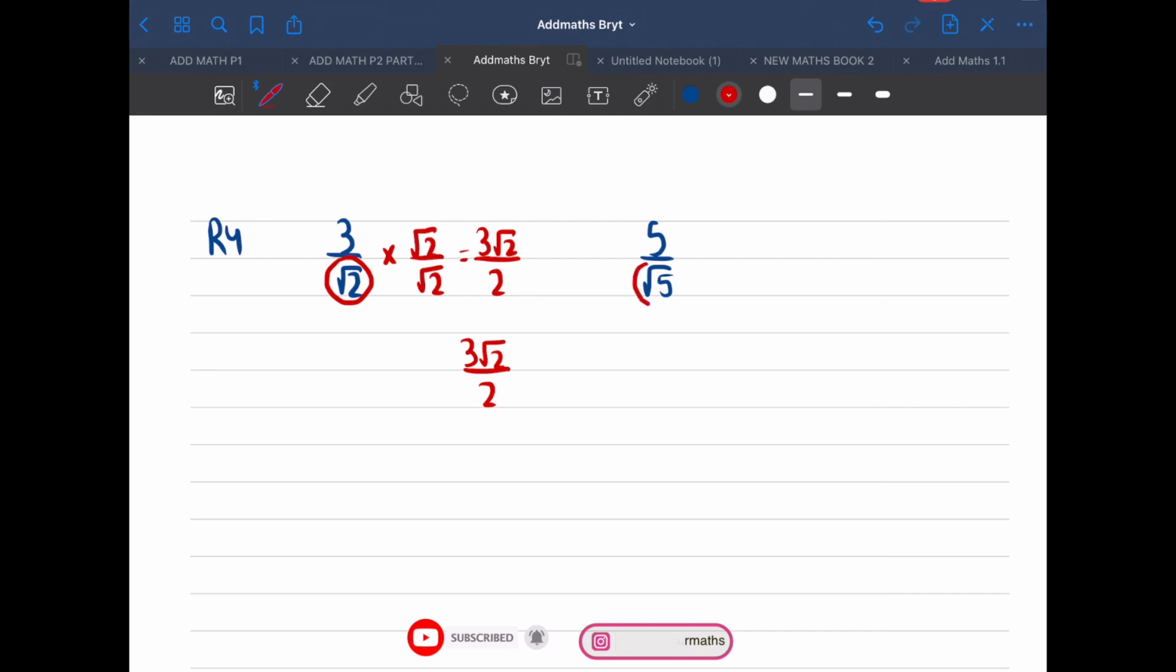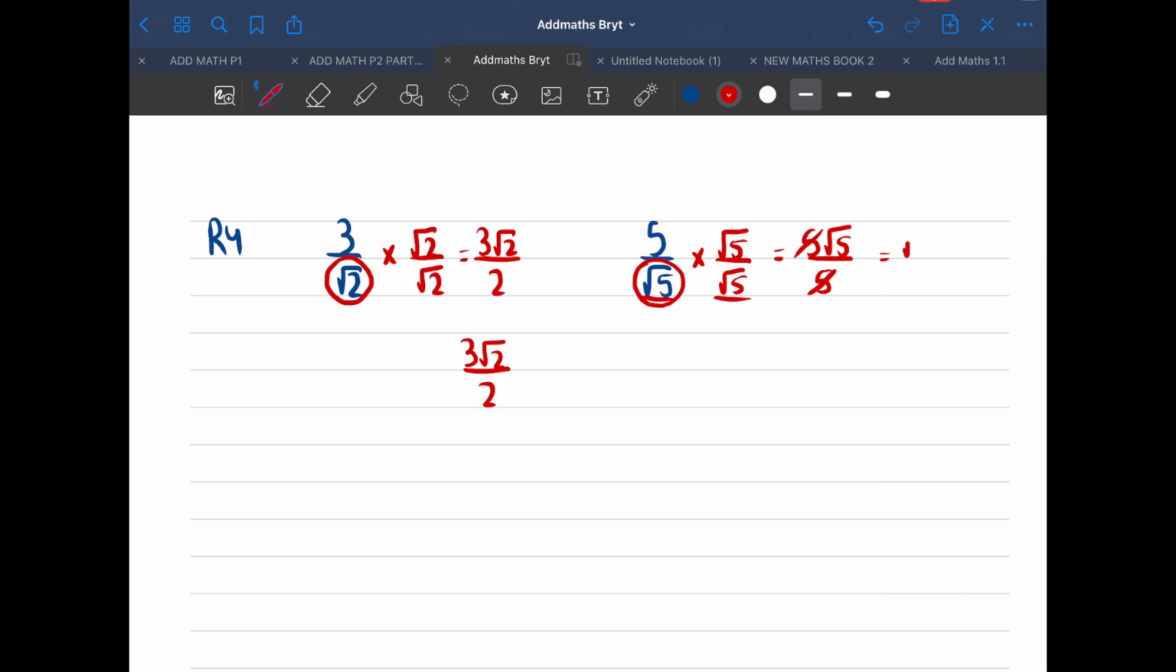Here, there is a single term in the denominator, and a root in the denominator is not allowed. How will you rationalize this? You're going to multiply by under root 5 in the numerator and in the denominator. So it's going to become 5 under root 5 divided by 5, based on rule 1. Under root 5 into under root 5 is 5. Can I cancel this? My final answer will be under root 5.